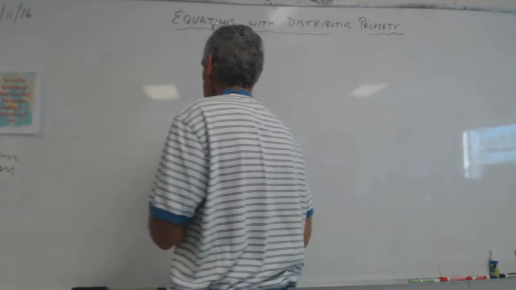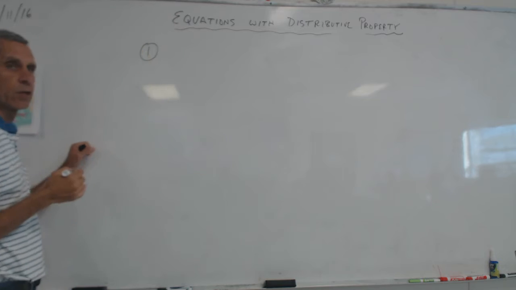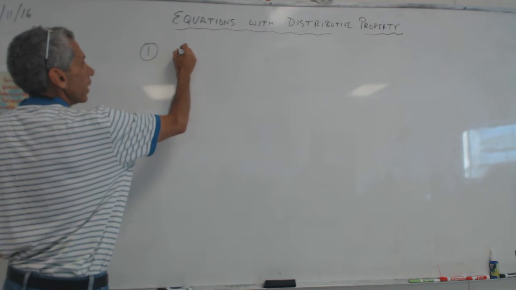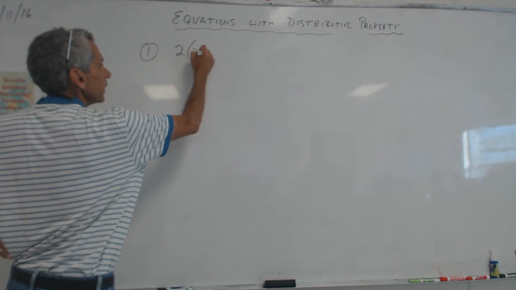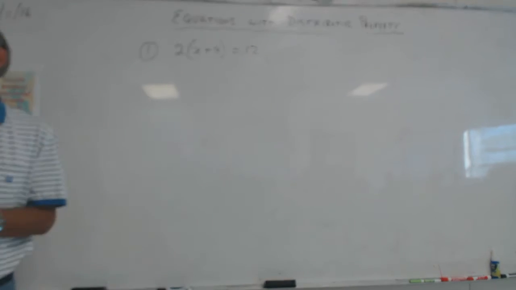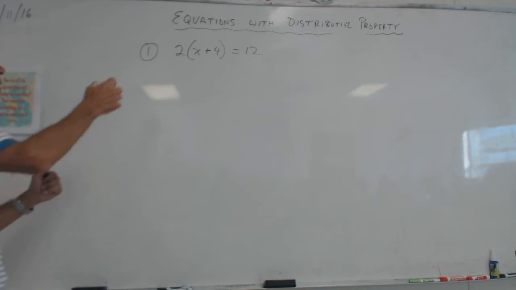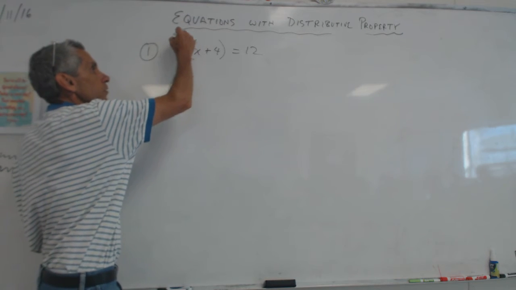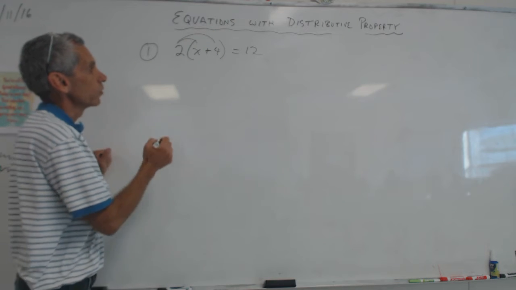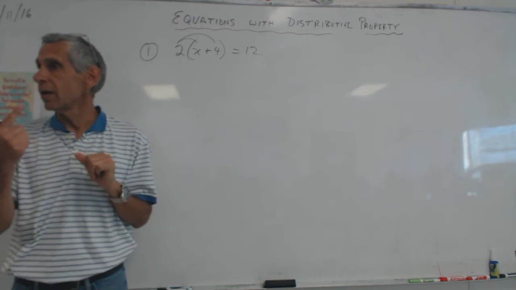So in an equation, I might see something like this. I'm going to start over with 1 because now we're talking equation. So 2 parentheses x plus 4 equals 12. Okay? So all I'm going to do is I'm going to do my little arcs to remind myself that I'm multiplying times both. So what I have to do is get rid of the parentheses.